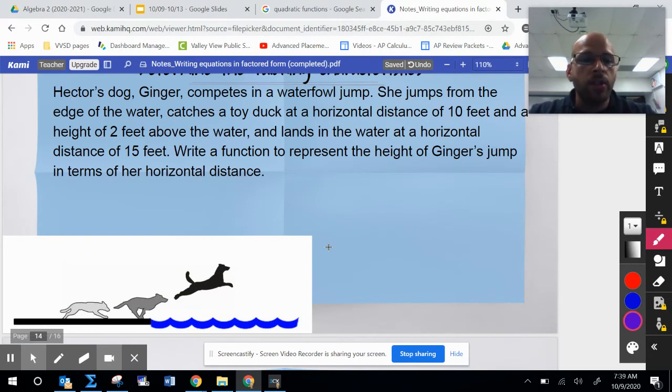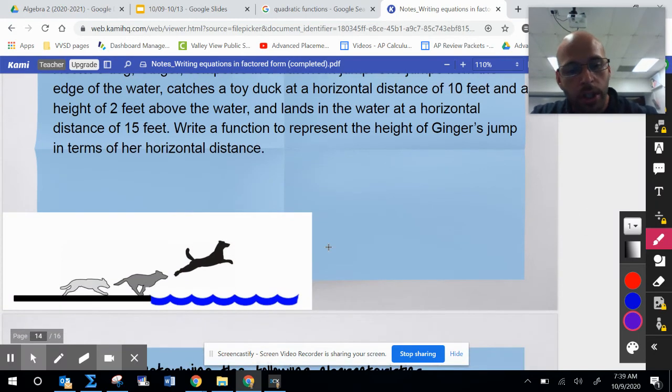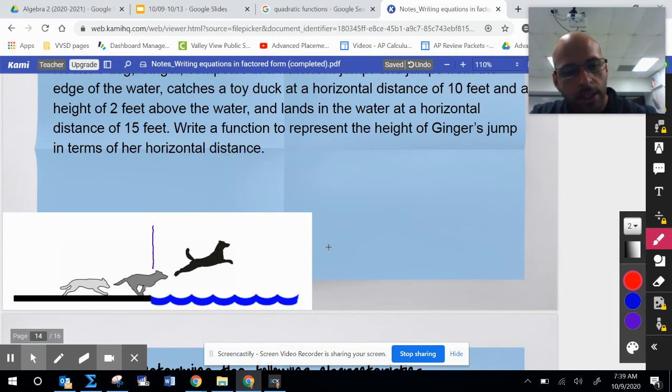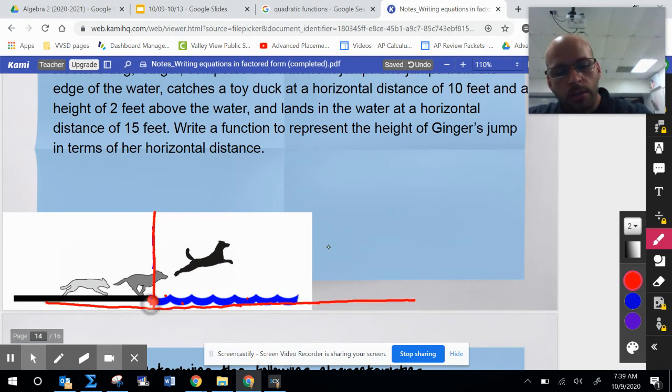She jumps from the edge of the water, catches a toy duck at a horizontal distance of 10 feet and a height of 2 feet above the water, and then lands in the water at a horizontal distance of 15 feet. Write a function. So I made a little picture here to help you understand. I want you to see that you can draw a coordinate plane on this picture, with an x and a y axis. Now the dog is starting from the point 0, 0.